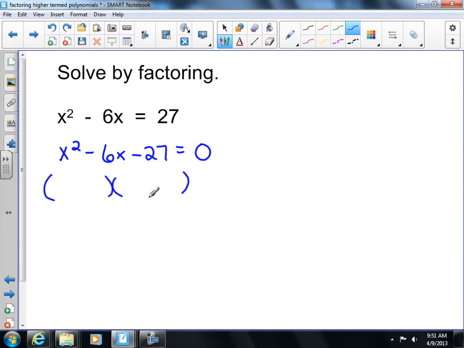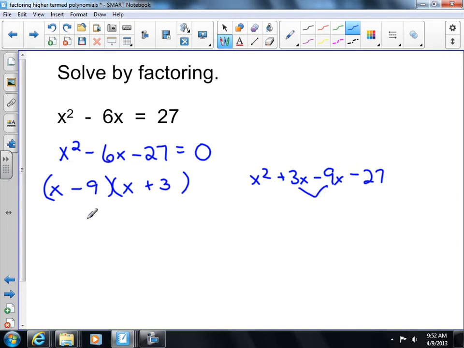Okay, now I'm ready to do my factoring. Anything I can factor out to start with? No. Okay, so it's going to be an x and an x. What will I multiply together to get a negative 27? Add together to get negative 6. Negative 9 and a positive 3. Let's try it. x squared plus 3x minus 9x from your inner terms minus 27. Is that going to work?